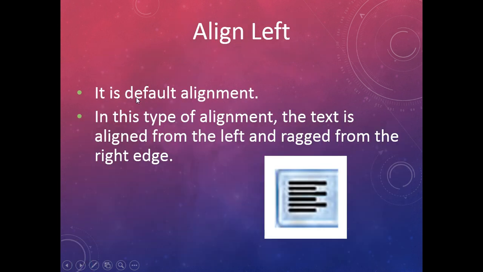So align left is the default alignment. In this type of alignment, the text is aligned from the left and ragged at the right edge. In this alignment you can see the picture. This is the align left. The left side is aligned properly, and from the right side it is uneven, it is not looking good.